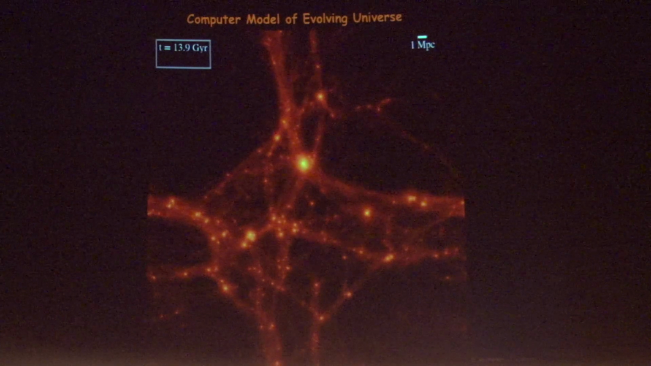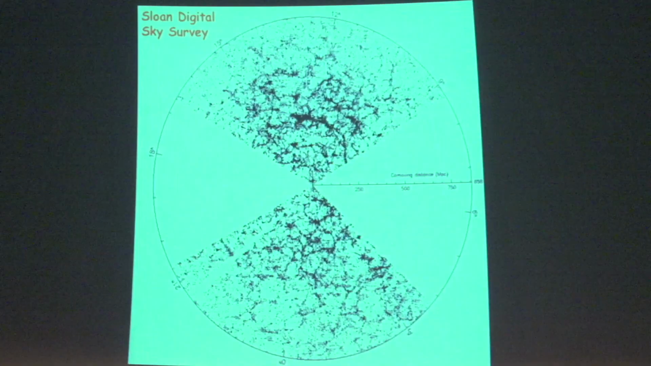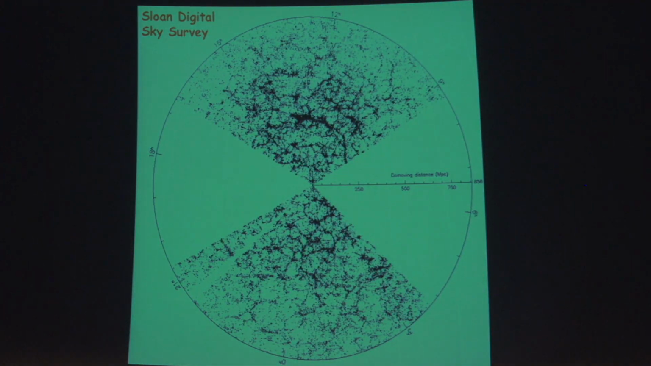So the question is now, is that what it looks like? And I already showed you by mistake the answer. This is the result of a famous Sloan Digital Sky Survey, where for years, and they're still going, they've been looking out in space to actually map where galaxies are. And this is what they see.